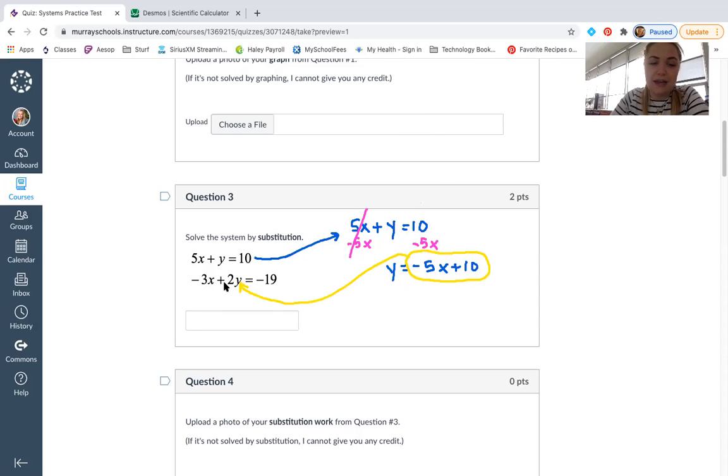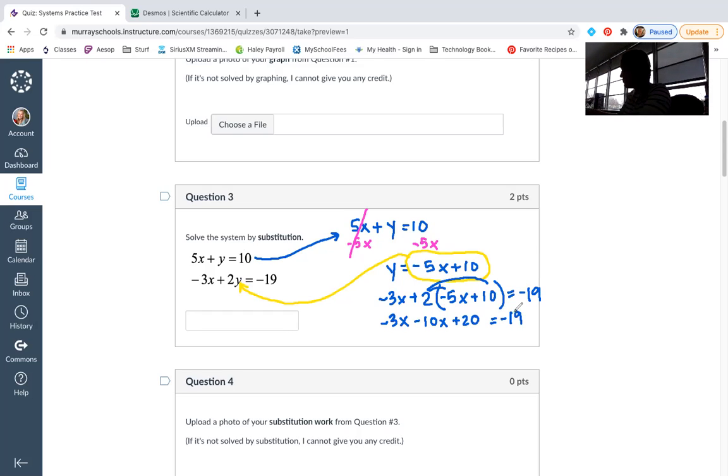So instead of -3x plus 2y equals -19, I have -3x plus 2 times all the circled stuff, -5x plus 10. And then after that, I've got equals -19. Okay, this can be distributed to everything inside the parentheses. So I still have my -3x. 2 times -5x is -10x. And 2 times 10 is 20. And that equals -19.